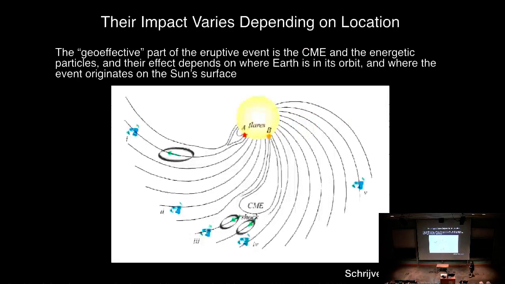So when it comes to the solar system and space weather in our solar system, the so-called geoaffective parts of these eruptive events are actually the last two that I mentioned, the coronal mass ejection and the energetic particles. And this is a schematic that just shows you that it's not just that they are happening, but location, as in real estate. It's location, location, location. So where the event happens on the surface of the sun and where the Earth is in its orbit around the sun are key determinants to whether there's going to be a major space weather impact.